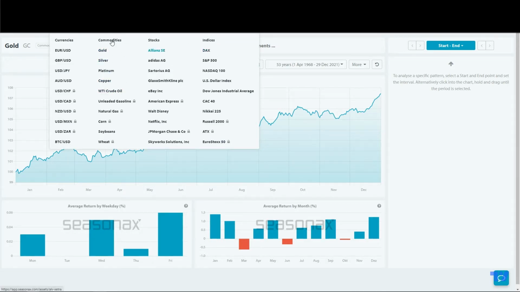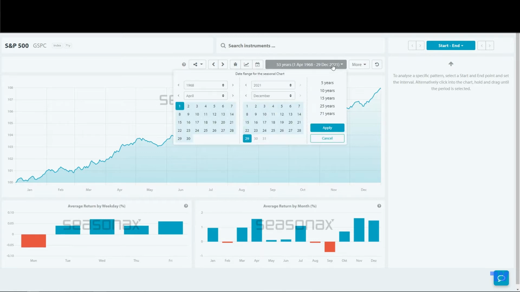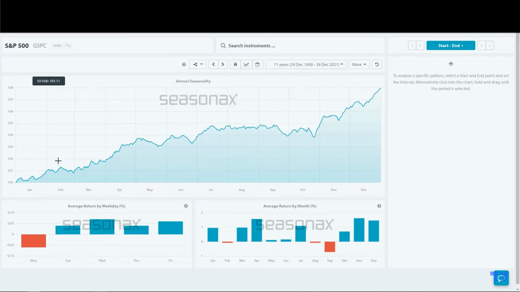And if I go over here, they have a chart on the S&P 500. So let's go to that real quick. Okay. So this is about a 53-year chart of the S&P 500. You could go all the way up to 71 years. Basically, this is showing you what the market's done for this time period.